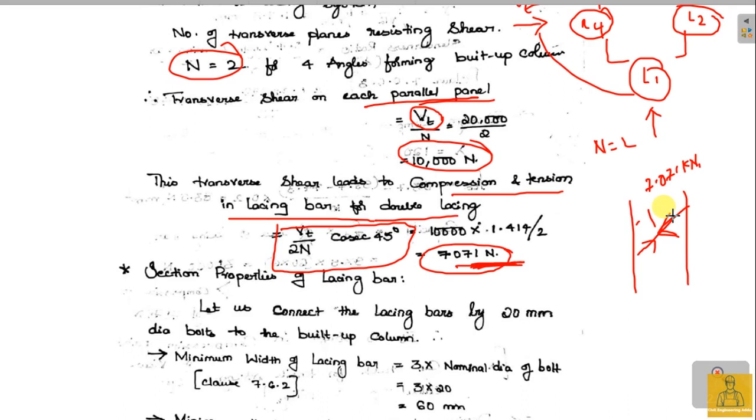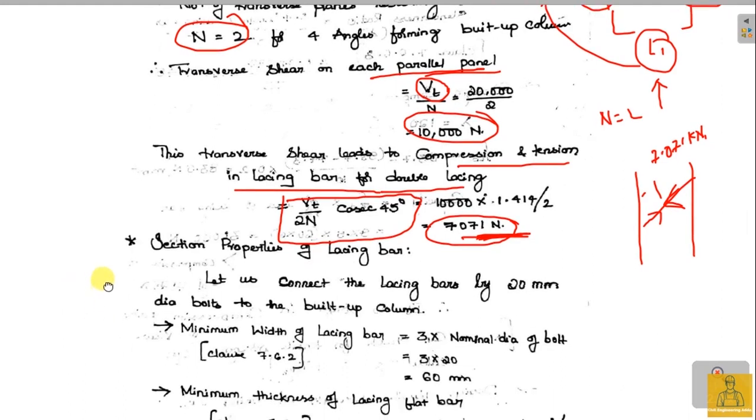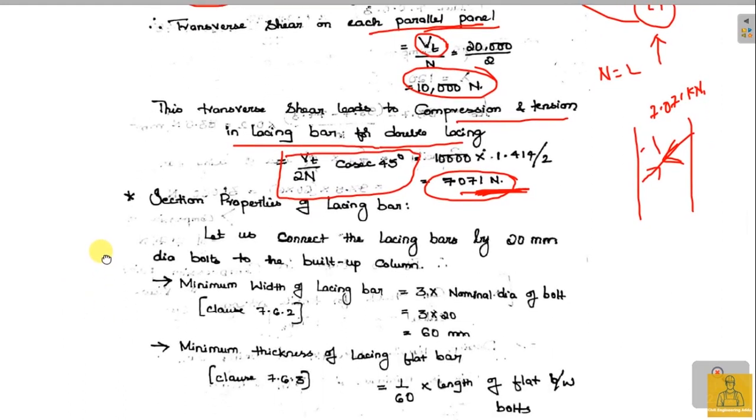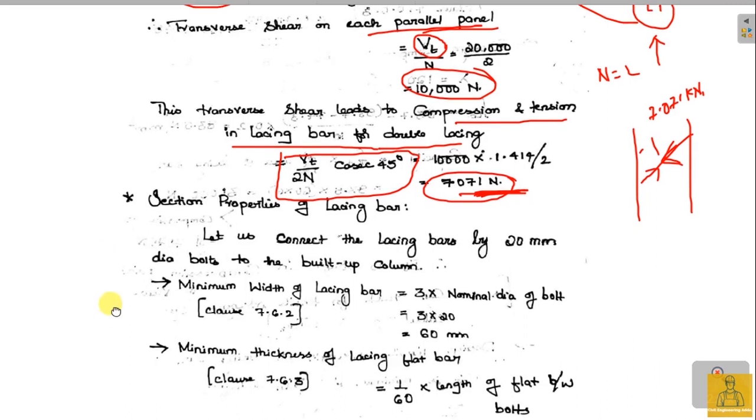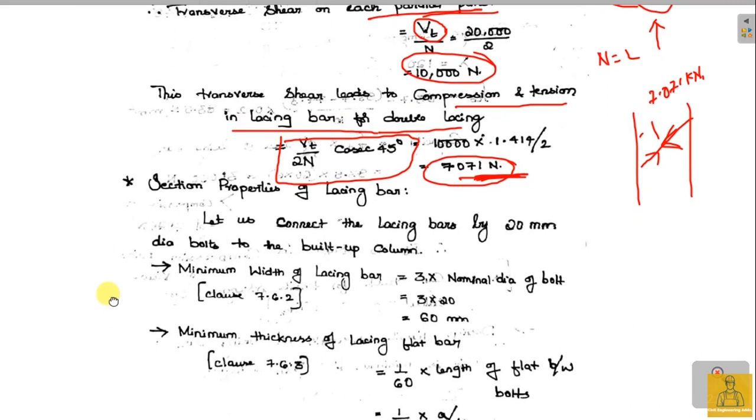You have to find out what is the cross section required for the lacing system. What should be the thickness, what should be the length, and what should be the other dimensions. Even though it is a single lacing system or double lacing system, the procedure of solving or designing this is the same, and only very minute differences are seen in this case.